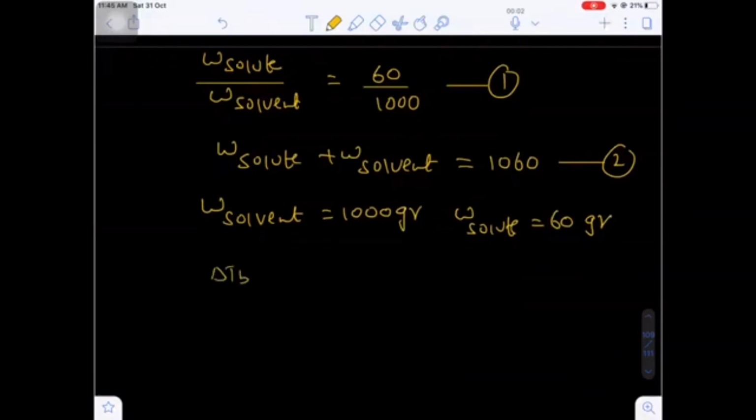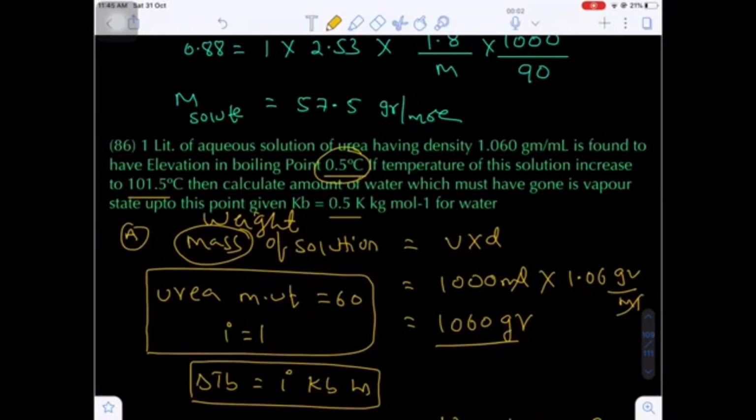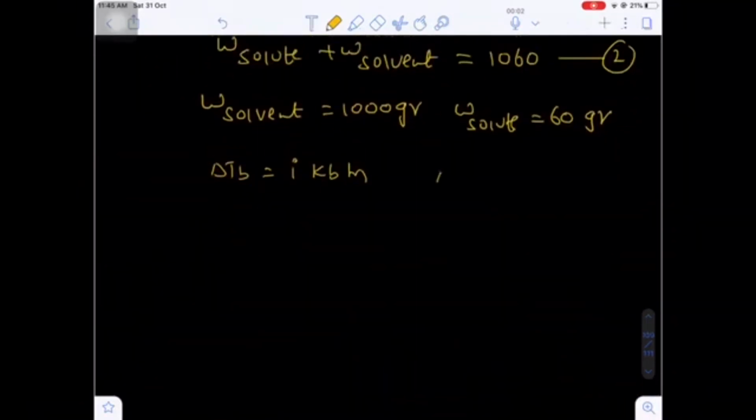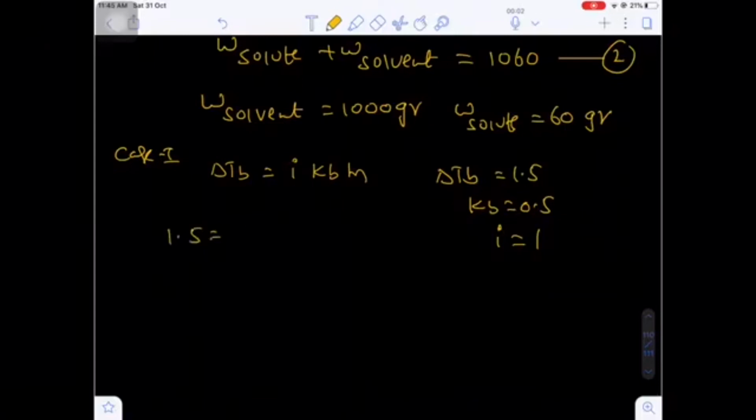Now here again we are increasing the temperature. Now how much is the temperature increased to? 101.5 degrees Celsius. Actually, what will be the increase in the boiling point here? 1.5 degrees. So the increase in the boiling point in the second case, this will be the second case, will be 1.5 and the Kb value will be 0.5. The iota value we know, same solute, that is urea. So I am taking the iota value as 1. Now here delta Tb 1.5 is equal to iota value 1, Kb value 0.5.